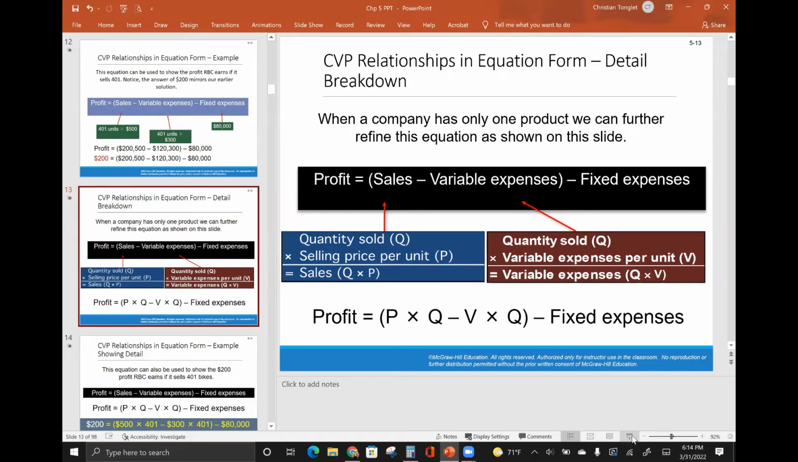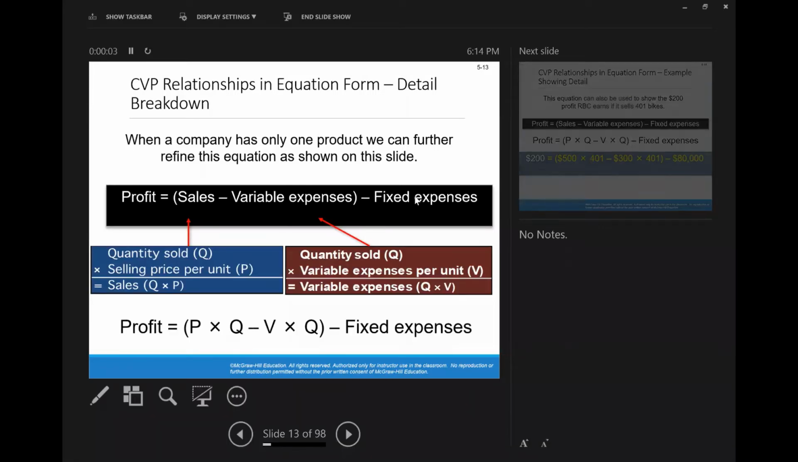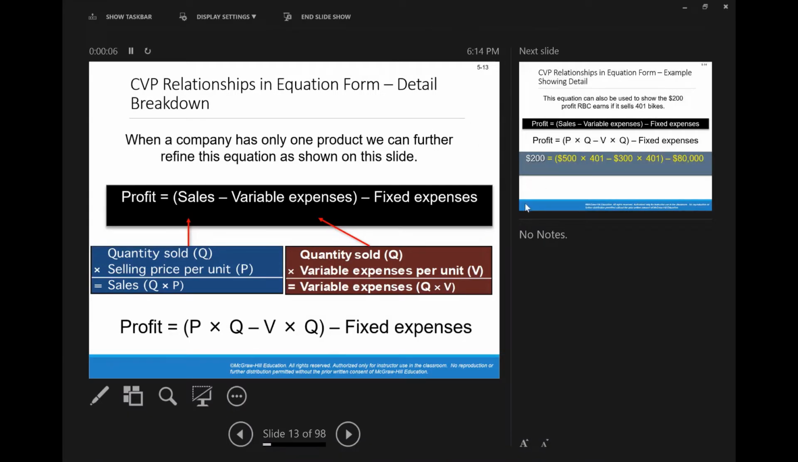Okay, let me try to go back. Let's see here. Okay. So here we go again, profit equals sales minus variable expense minus fixed expense. So we have our quantity times the selling price equals Q times P. So again, we're just doing the same exact thing, just showing you a little bit different. We have the quantity sold, Q, times the variable expense. That's our variable expense. So we take the P times the Q minus the V times the Q. And again, it's the contribution margin minus the fixed expense.